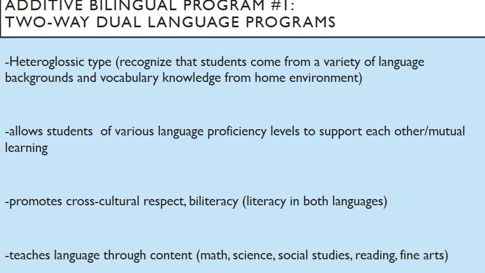So maybe half the time they'll teach one content area in English, and then the other half will be in Spanish. Or maybe they might also devote some courses, let's say math and science, to English, while language arts and social studies will be primarily Spanish.